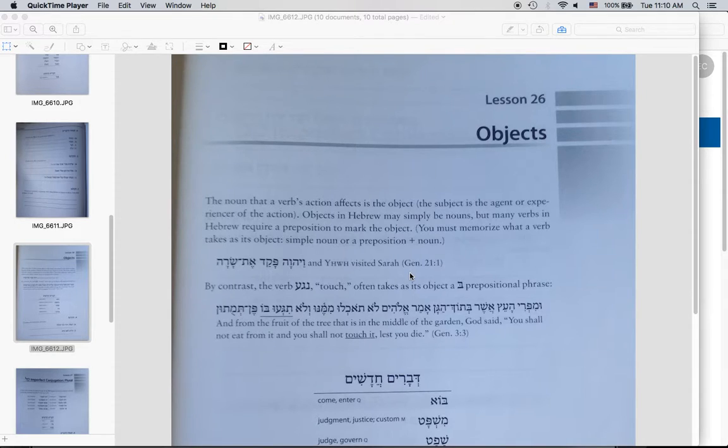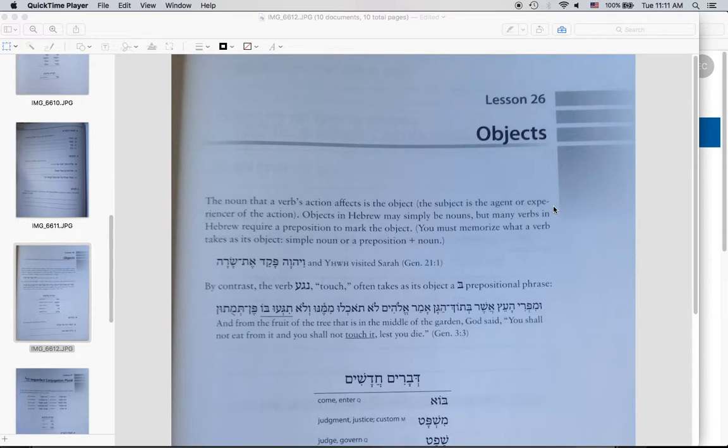In lesson 26, we learn about objects. So this is a part of speech, and here we're talking about syntax, how words work together to form sentences. So the object, as we see here, is the noun that a verb's action affects. So the noun that a verb's action affects is the object.